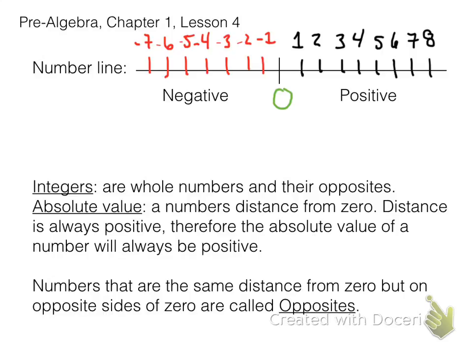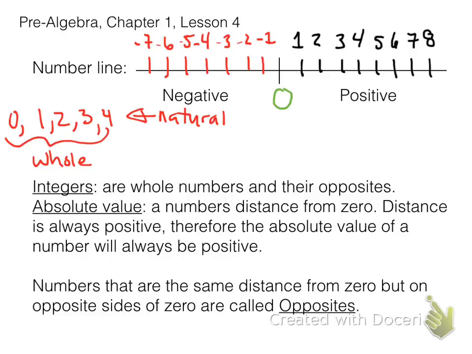Well, first, what are whole numbers? Whole numbers are counting numbers, or natural numbers. That would be like 1, 2, 3, 4. Those are what we call natural numbers, the things you need when you're counting. And whole numbers are natural numbers and 0. All right? Those are whole numbers.